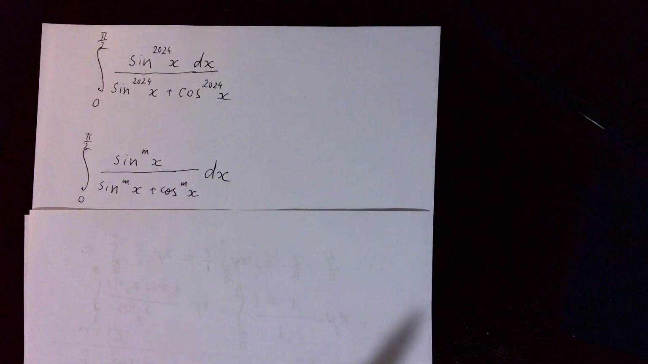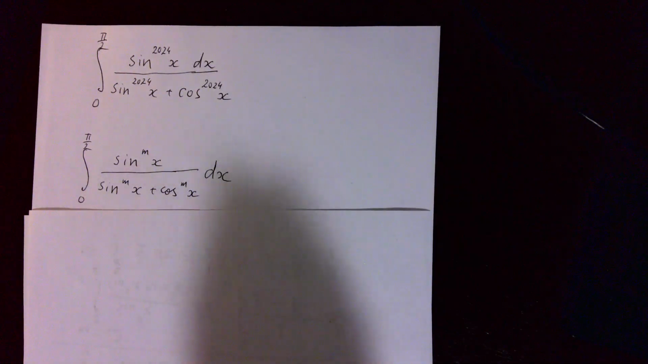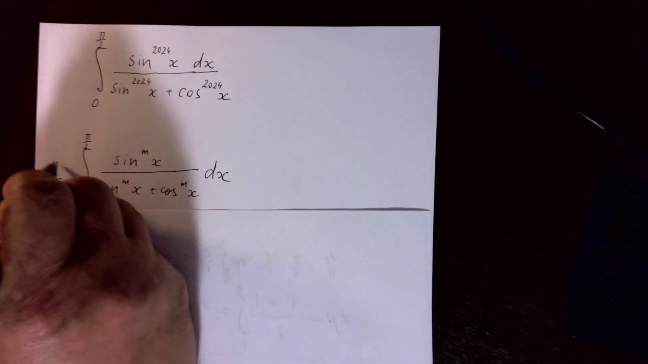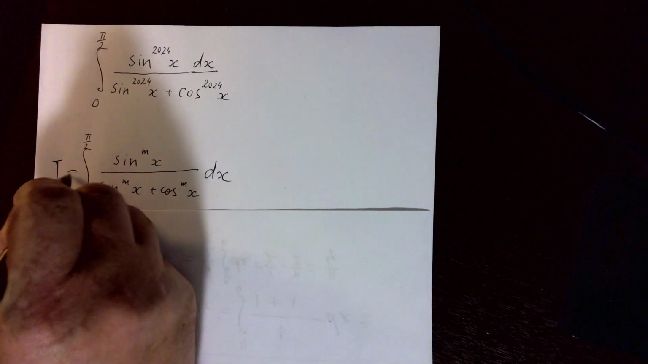For instance, let's denote it with the letter m, and consider this integral from 0 to pi over 2 of sine to the power mx over sine to the power mx plus cosine to the power mx dx. Okay. First, let's give it a name. Let's call the value of this integral I.